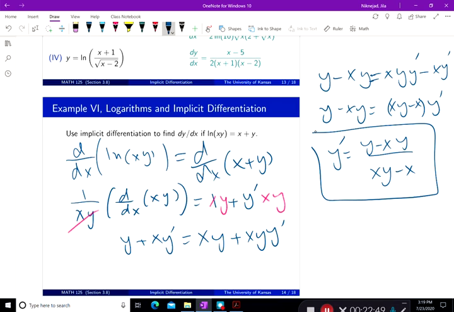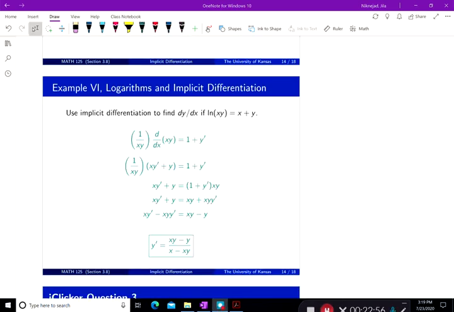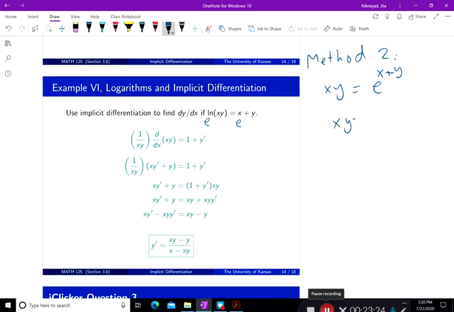There is one more way of solving this. So let's do method 2. Let's erase and come back for method 2. Method 2 of solving the same problem. Raise e to the power, and it would be xy is equal to e to the power x plus y. Oops, sorry, xy equal to e to the x plus y, and do not simplify it.